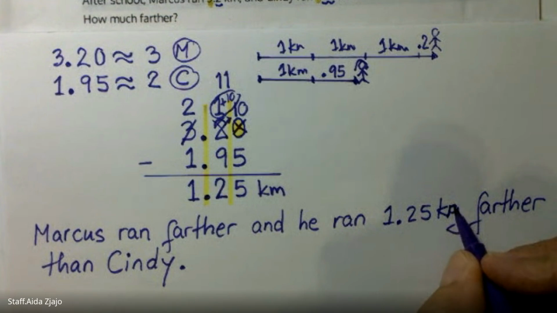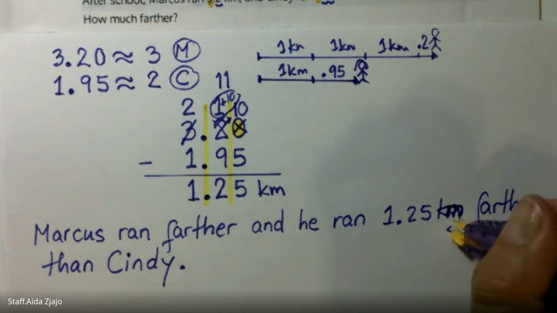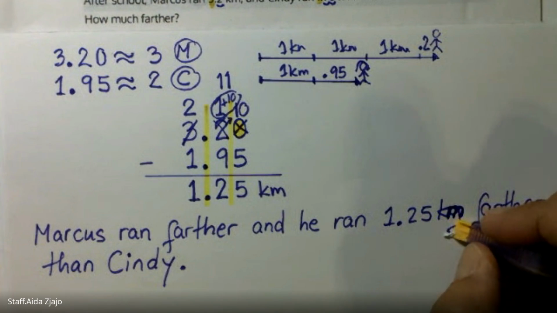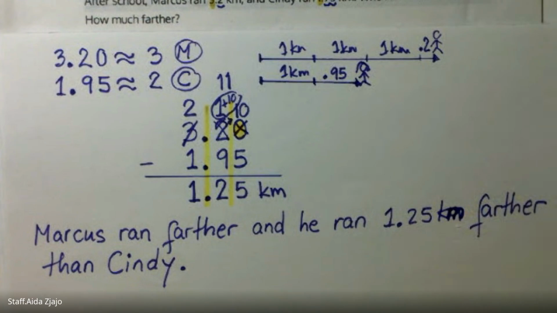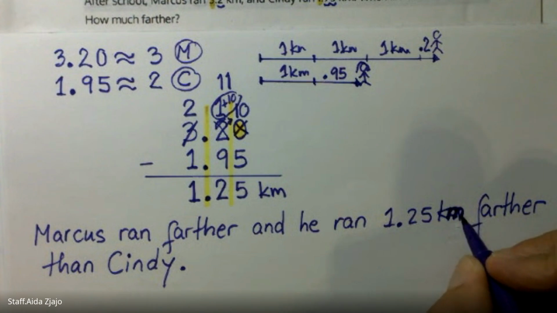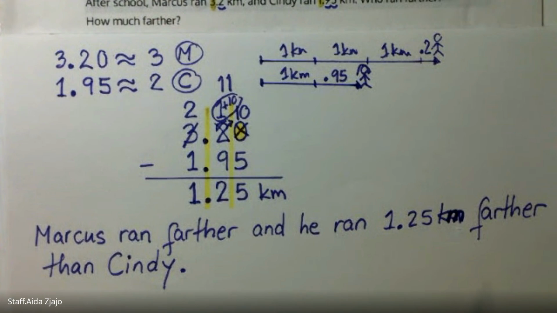See how easy it is to make a mistake? Kilogram is like a flour, and km is a kilometer. It's so easy to make a mistake when you are not paying attention. So kilometers farther than Cindy.